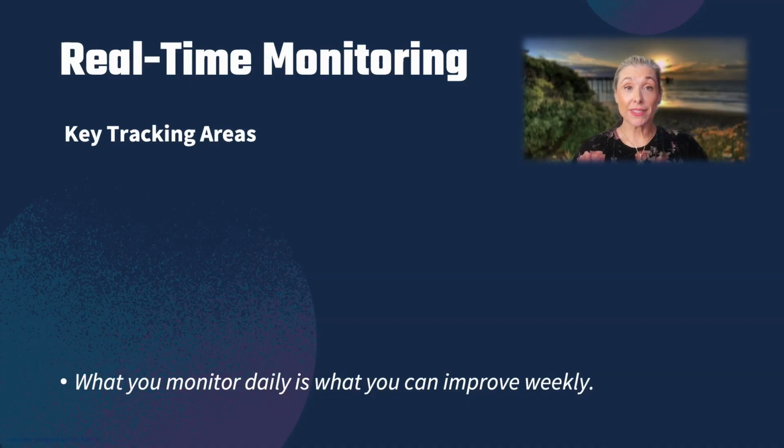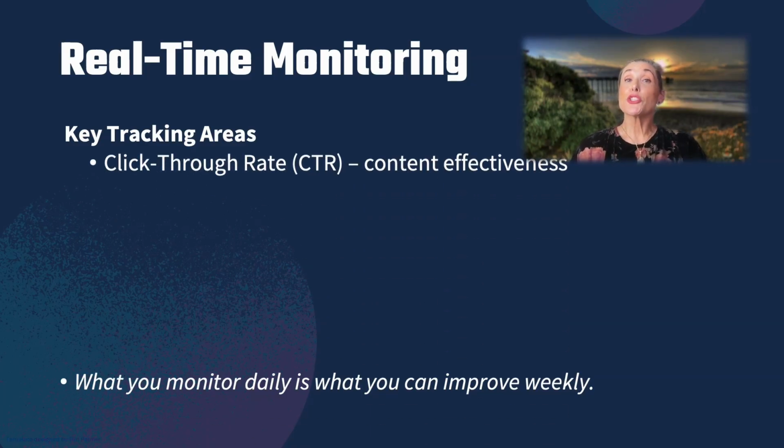Key tracking areas. Once content is live, you must monitor several key tracking areas, including click-through rate. This measures content effectiveness. The CTR is the ratio of viewers clicking on the influencer's content link to the number of viewers who saw the post. It's the ideal measurement when the objective is to know whether someone actually clicked on the message or swiped up for more information.